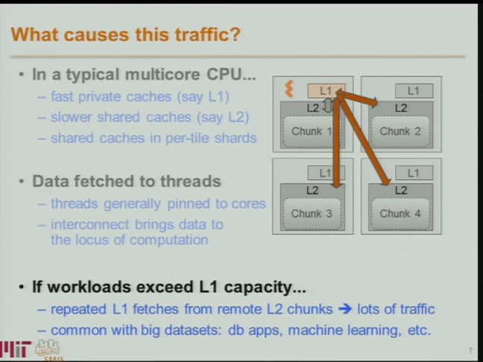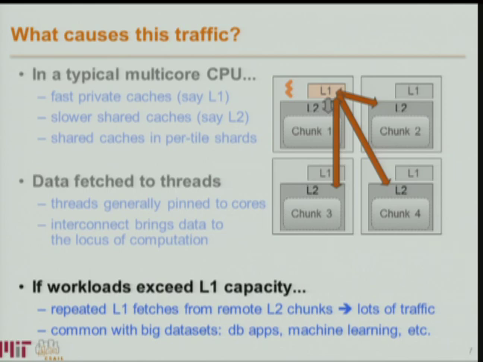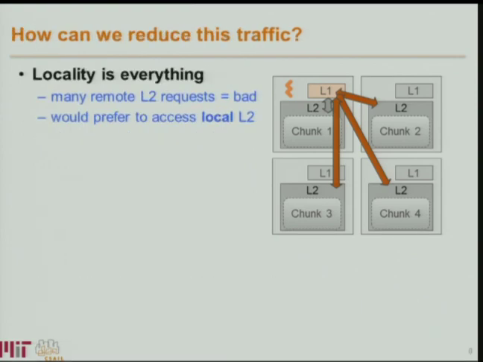But if the workload that you're running on this thread exceeds the capacity of the local caches, of course it has to do a lot of communication with the remote slices of the next level cache, and this causes a lot of traffic on the interconnect. And this is not an uncommon problem. Some of the workloads that we've looked at, databases and machine learning workloads, certainly we've seen that this is a significant problem. So what do we do?